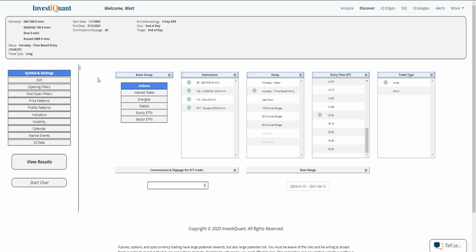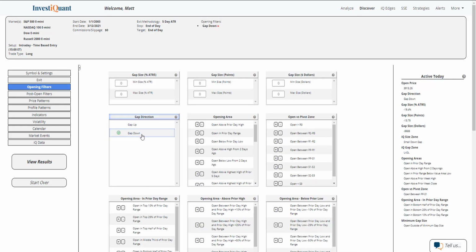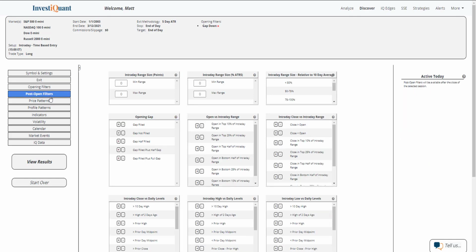It'll be based upon an entry time of 3 p.m. Eastern time. It's set up as a long, and it'll exit at the close of regular trading hours, which is 4:15 p.m. Eastern time. Now, this morning we gapped down, so I'm going to add that here in the opening filters. Next, I'm going to go into the post-open filters, and I'm going to say the 3 p.m. price is below yesterday's close.